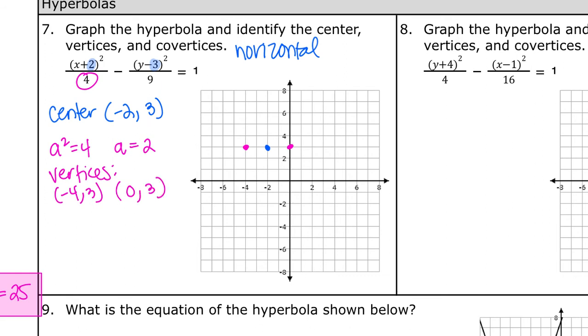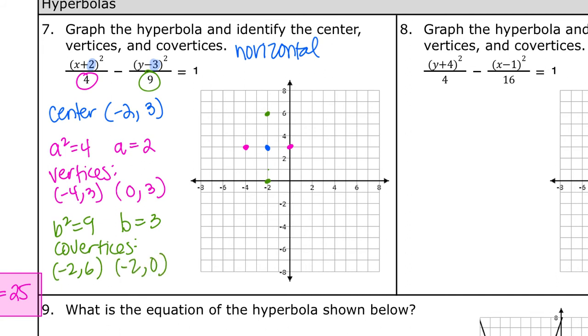Then the next denominator, that's b squared. So that means that b has to be 3. Since we already did horizontal, we would have to go vertical this time. So 3 up, 3 down. So the co-vertices are those green points: -2, 6 and -2, 0.